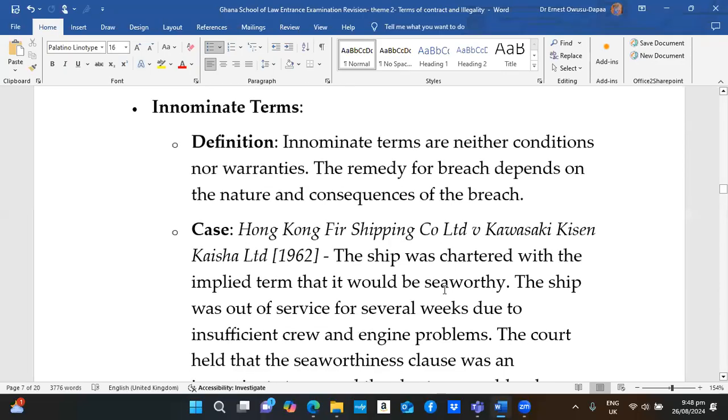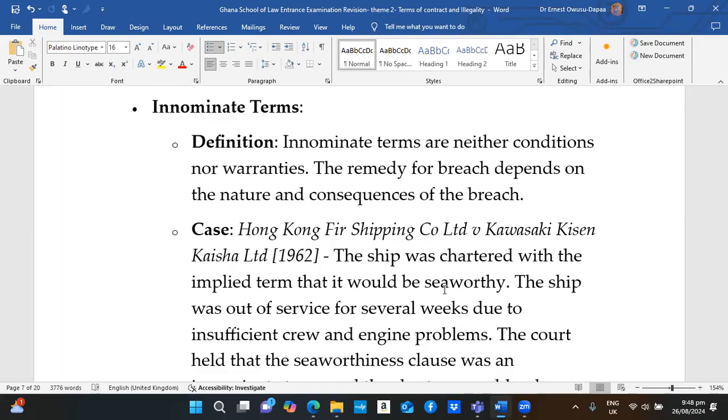Now, in 1961-62, there was a case before the English Court of Appeal. And that case brought a new dimension. So instead of understanding terms of contract as either a condition or a warranty, it brought up the possibility of a third categorization, so that there are certain terms which may be treated as innominate, also known as intermediate terms, as it were.